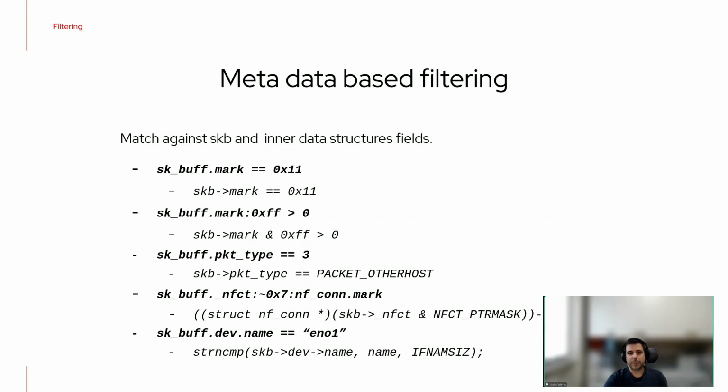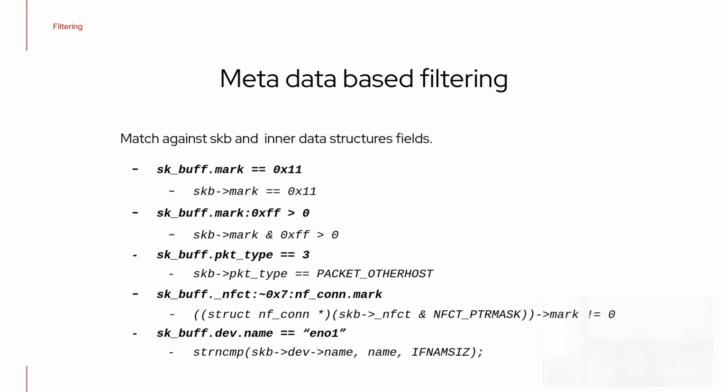The second way of filtering is through metadata. In short, numeric and string matches can be performed against fields belonging to skbuff or inner data structures. The slide shows a list of examples: matching against the skb mark, a match against a bit field type, a slightly more articulate match against the conntrack mark, and lastly, a device name string comparison. Some limitations exist, but the main one for this type of filter is that at the moment you cannot match multiple fields in a single expression.